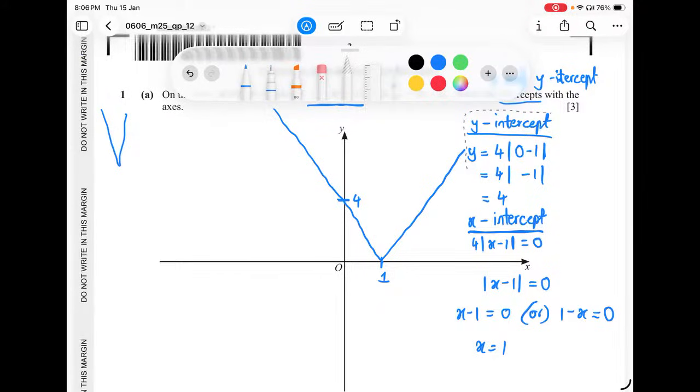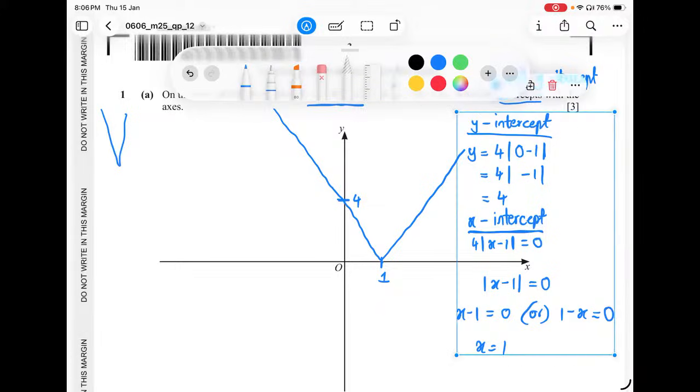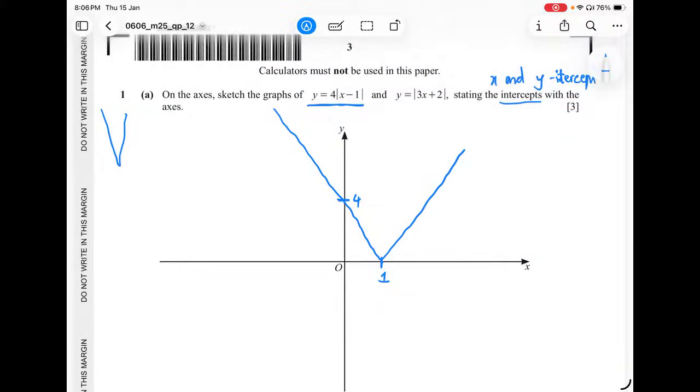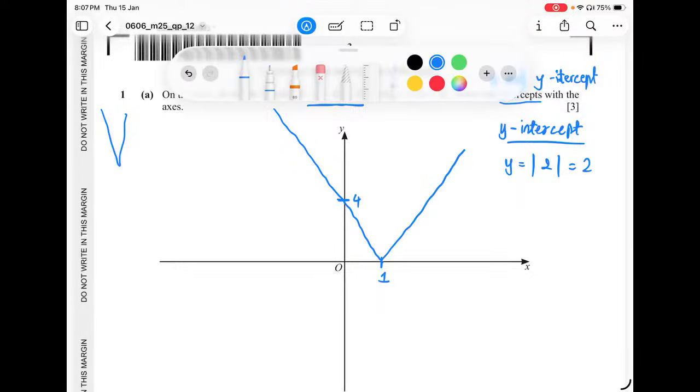So now let me just get a clear slate for the second graph. For the second graph, we have the y-intercept. For the y-intercept you let x equal 0, so y is the absolute value of 3 times 0 plus 2. So that gives you 2. So the y will be 2 over here. Let me use a different color to differentiate both the graphs. So it is 2.